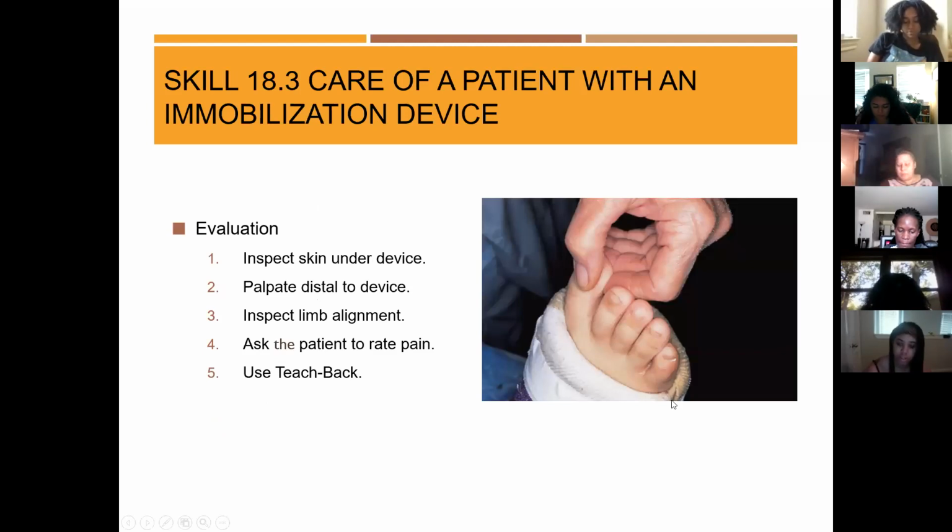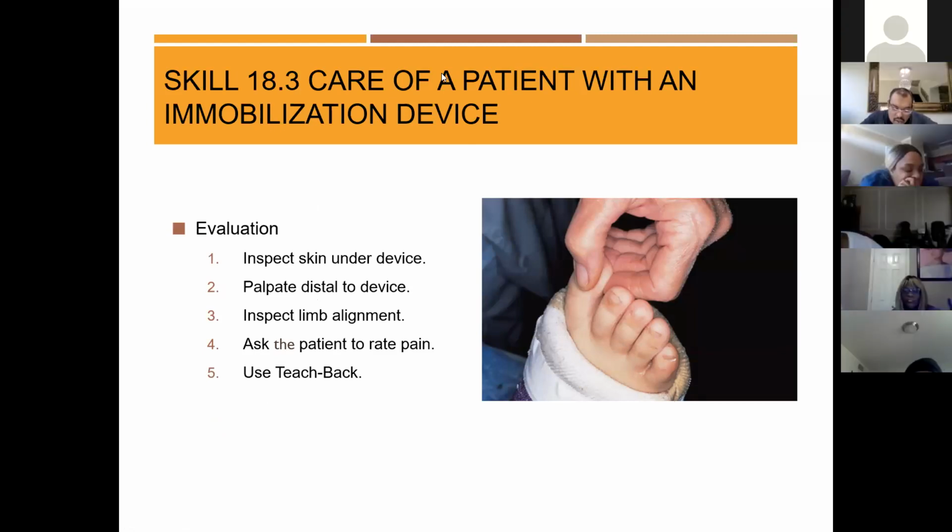If anyone's got an immobilization device, and I'm gonna speak on a cast because that's the one that you can't just take off and put on whenever you get ready to. Anybody ever had a cast or had a family member with a cast? I see a few hands. Did they tell you guys how to care for those? No, but I did do my clinicals at a fracture clinic, and so like I watched them take them on and put them off. Very good.